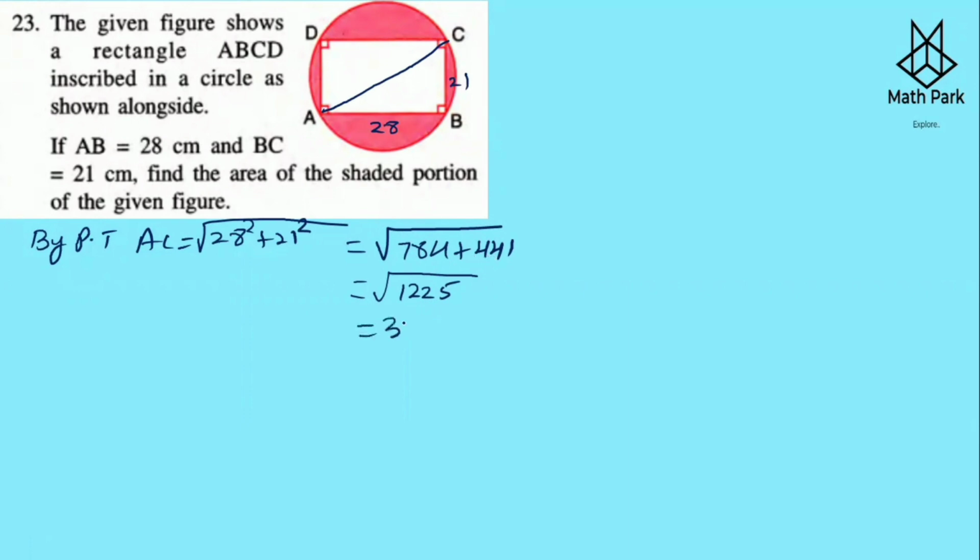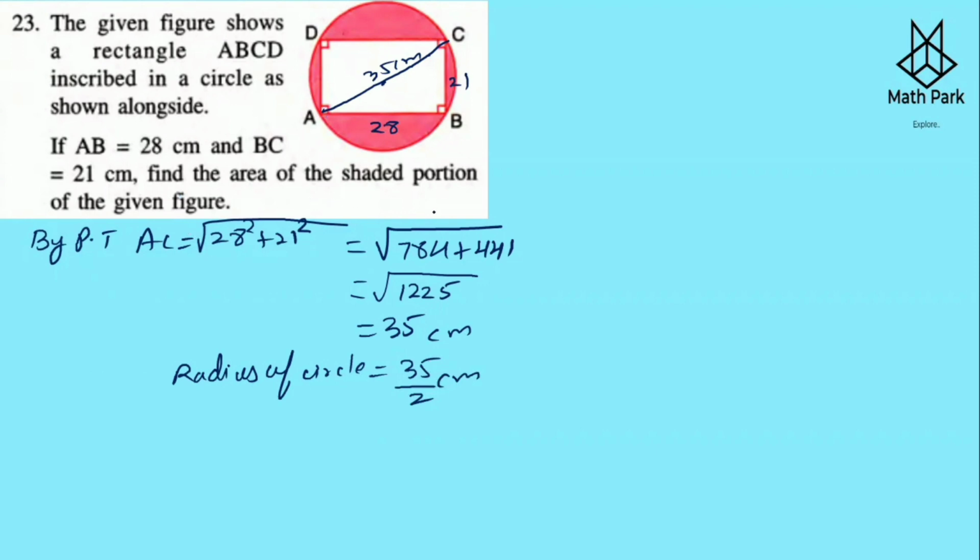So this is how we got AC as 35 centimeter. Now, if AC is 35 centimeter, then the diameter of the circle is 35, so the radius is going to be 35 by 2. So the radius of the circle is equal to 35 upon 2 centimeter. Let us keep this as it is.